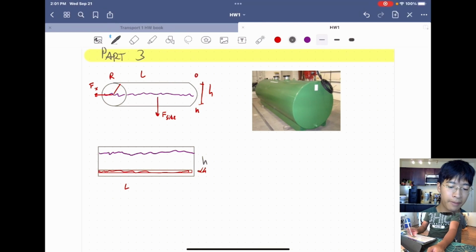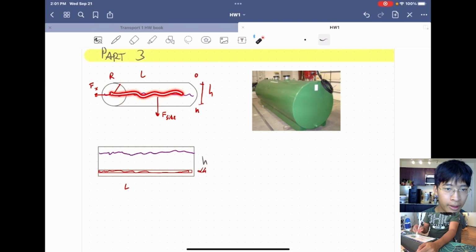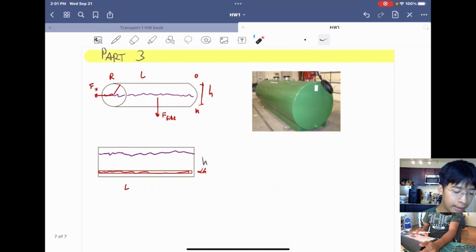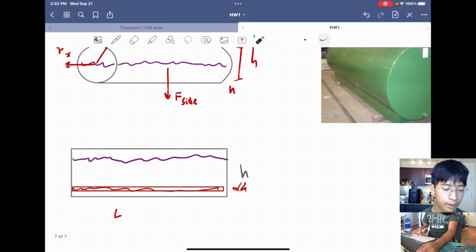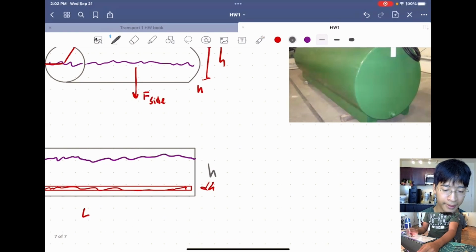Okay, so welcome back to Homework 1, Part 3, where today we're going to be investigating a vessel laid on its side, a cylindrical vessel laid on its side, and we have some liquid inside of it. This liquid will exert some pressure forces on each face of the cylindrical vessel, as well as on the sidewall. So we're going to look at what the forces will look like.